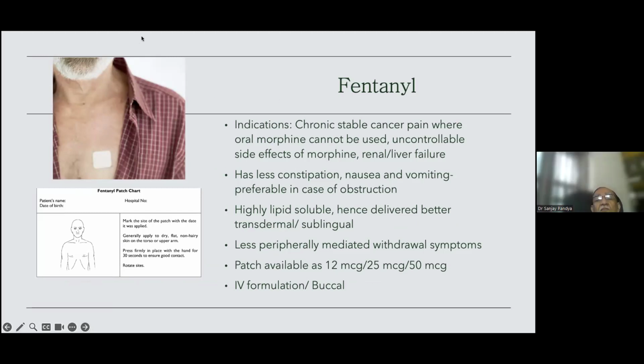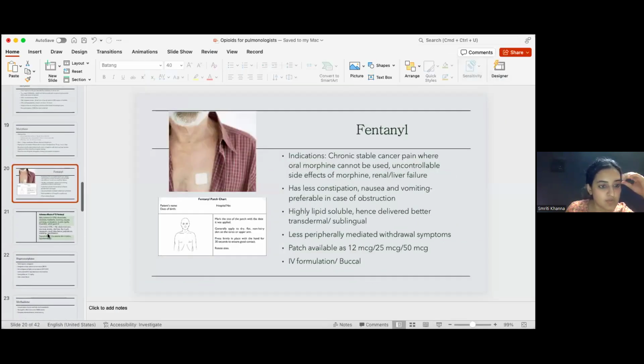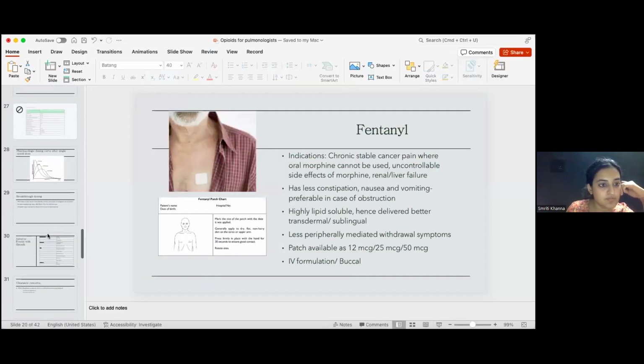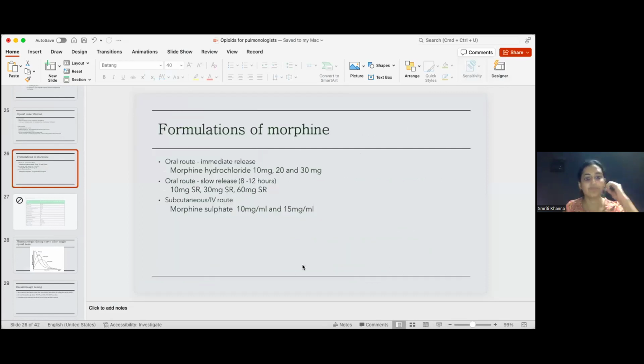Can you explain more about sustained release morphine? Okay. I think the slide for the sustained release has gone down. Just a minute. Yeah, here you go.